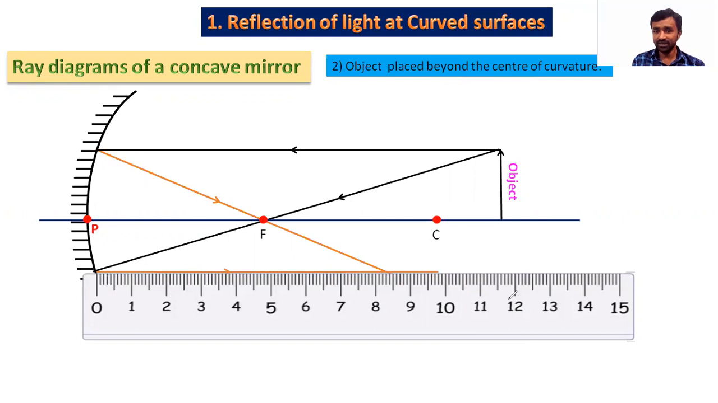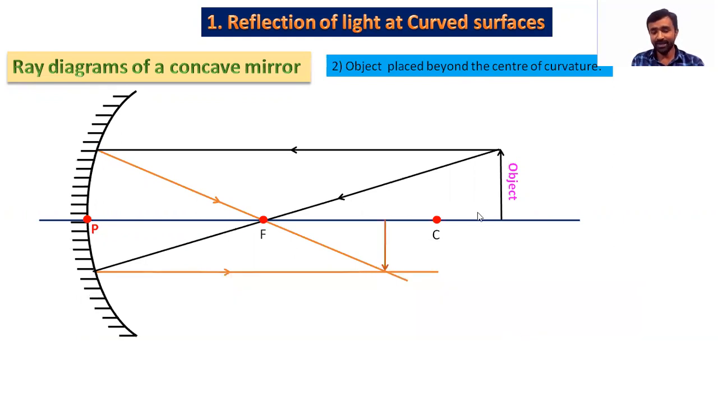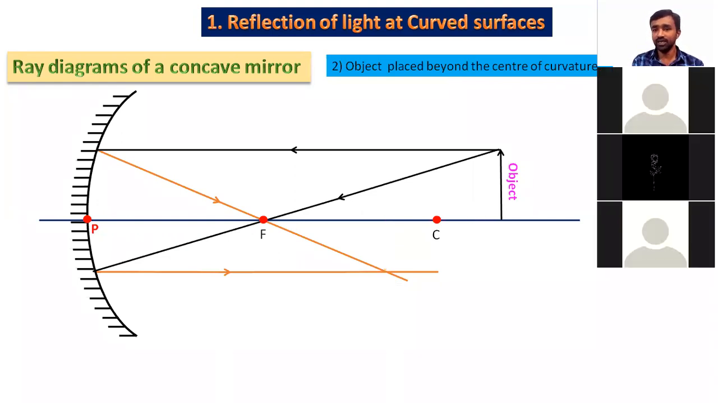If it is clear, then we will go for the characteristics of the image, right? Characteristics of the image. Any issue? How to draw the ray diagram? Any issue? If anything is a doubt, just raise your hand. Otherwise, I will go for the next concept, that means the next diagram, by writing that.